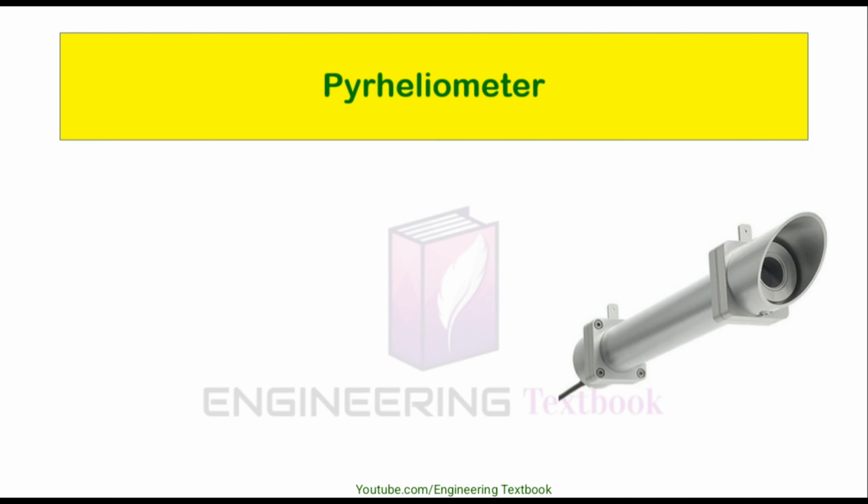Our next instrument is pyrheliometer. Here is a figure of pyrheliometer. The pyrheliometer is one type of instrument used to measure the direct beam of solar radiation at normal incidence. This means it only measures the direct radiation.